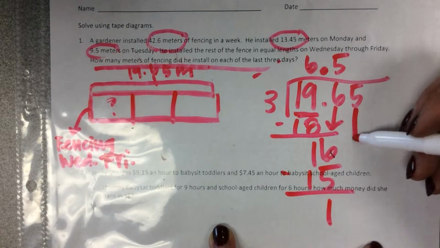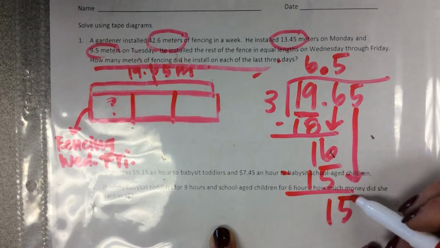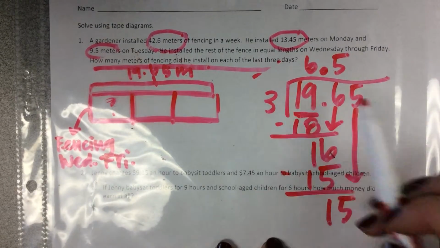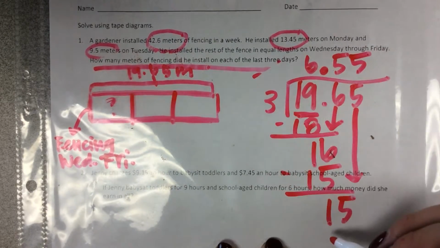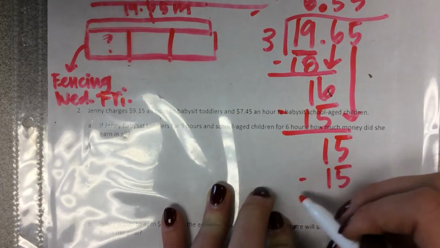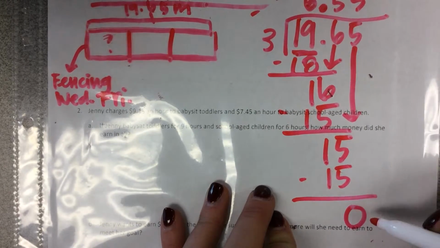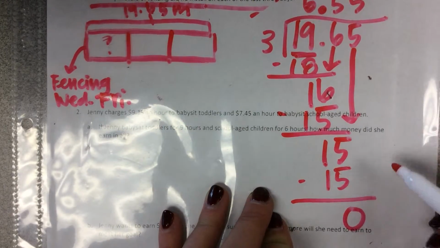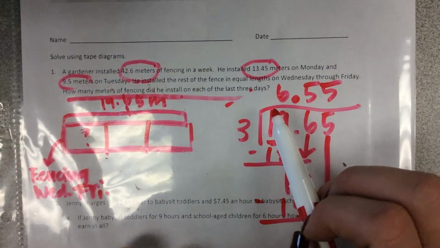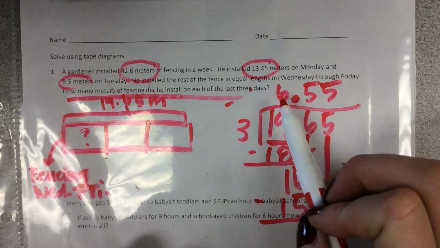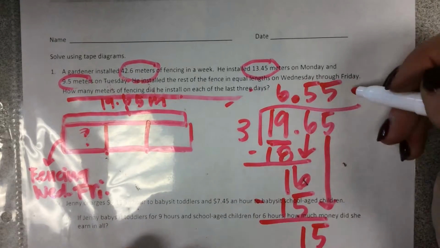We got to bring down our 5. 15. Well, we just found out that 3 can go into 15 5 times, so let's put another 5 here. 5 times 3 is 15. Subtract, and 0. We don't need to continue if we have a 0 here. So we found out that each day at the end of the week, he installed 6 55/100 meters.